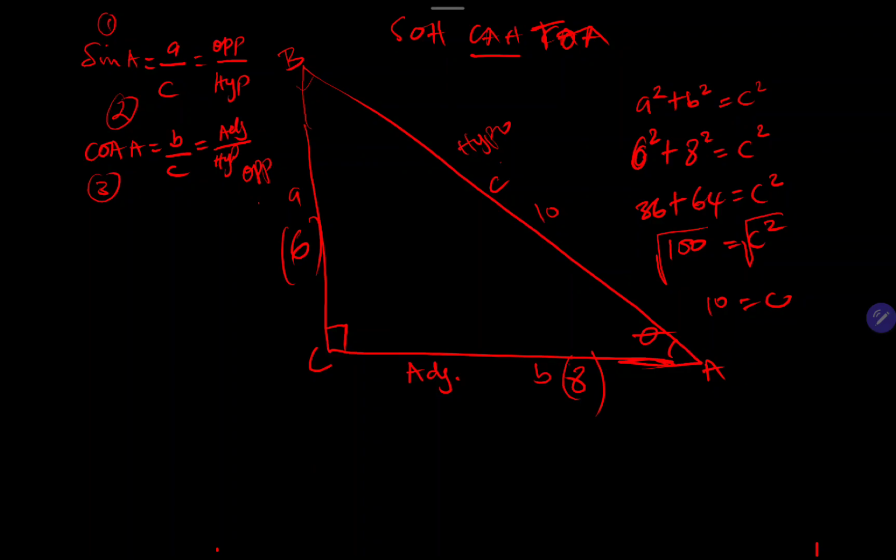Okay. Number 3, the third function, SOHCAHTOA. Tan A will be equal to the opposite side over the adjacent side, which is the same thing as A over B. And this is equal to what? Opposite side over adjacent side.